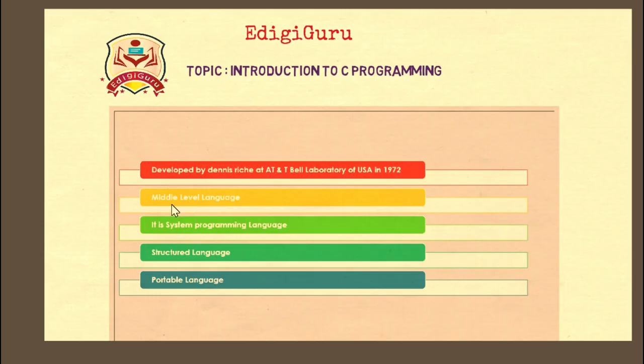C is also called a middle level language. There are two types of languages, high level language and low level language. C stands in between these two languages. It has the features of high level language as well as the features of low level language, and that's why it is called a middle level language. Let's understand it with an example.